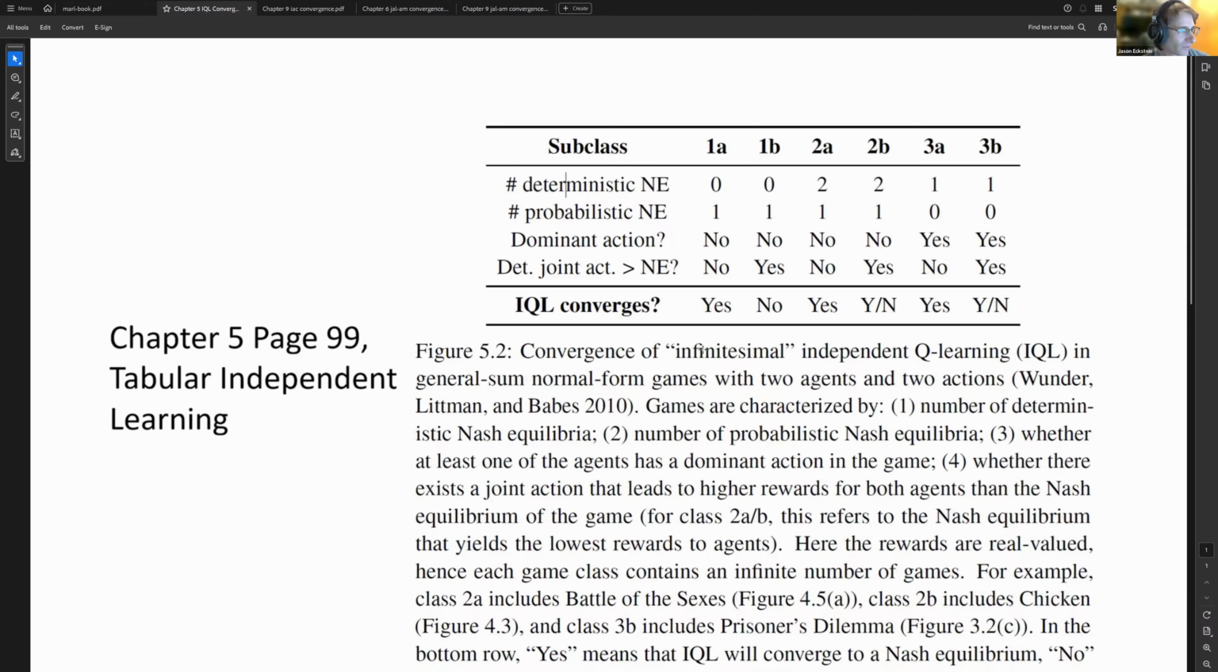And there is some theoretical work on this where there are these different classes of games, and they're classified by the number of Nash equilibria that exist and what kind of equilibria they are, and some other stuff.